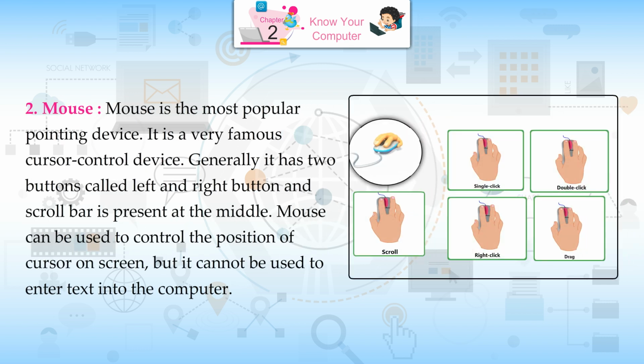Second, mouse. Mouse is the most popular pointing device. It is a very famous cursor control device. Generally, it has two buttons called left and right button, and a scroll wheel is present in the middle. Mouse can be used to control the position of the cursor on screen, but it cannot be used to enter text into the computer.